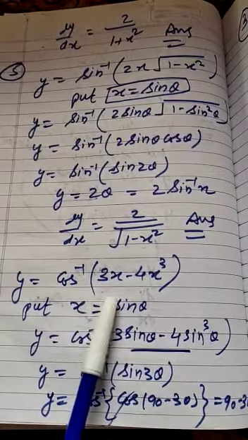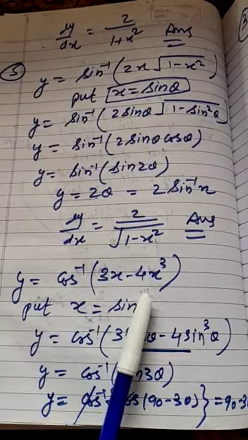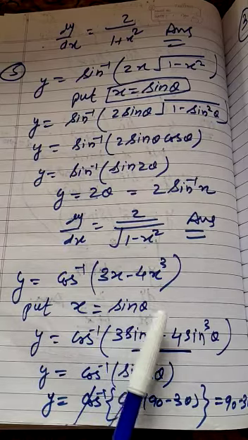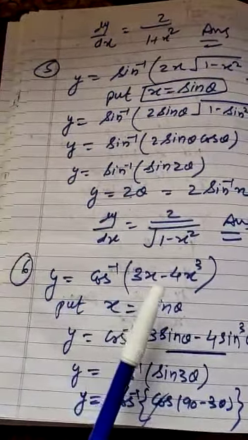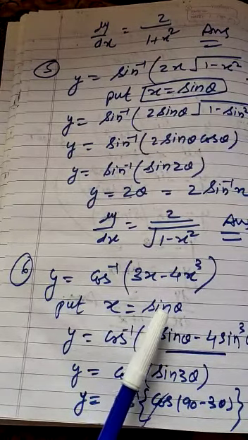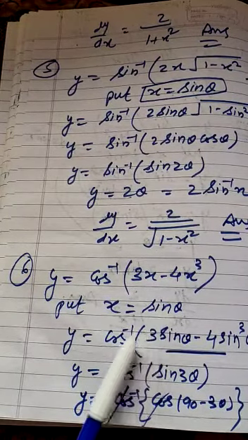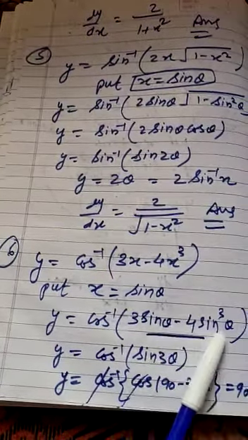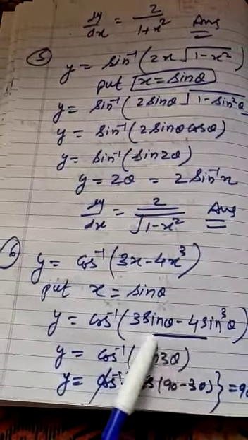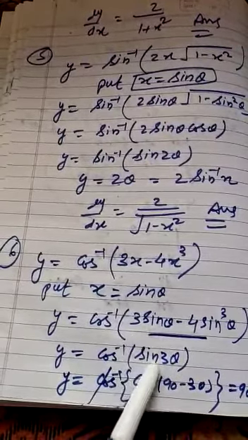Now next question is this much: cos inverse of 3x minus 4x cube. In this question put x equal to sin theta. By putting x equal to sin theta we will be left with this. And this is the formula of sin 3 theta, so this is replaced by sin 3 theta.